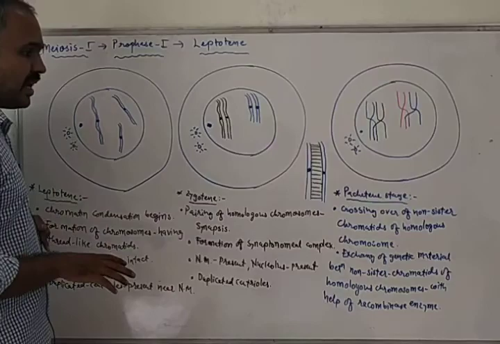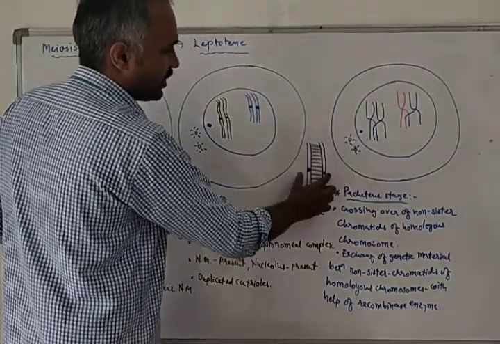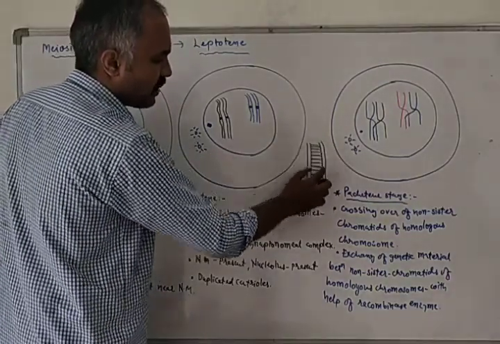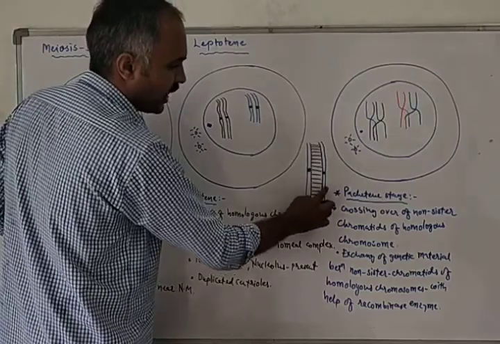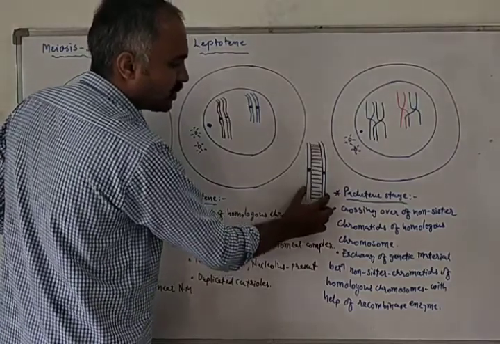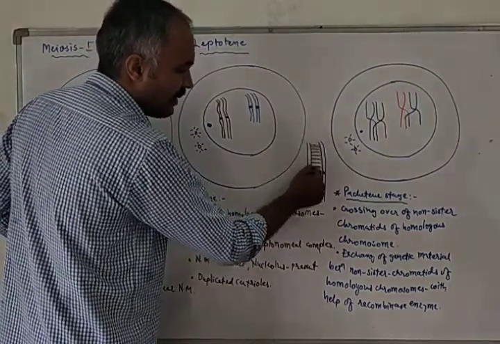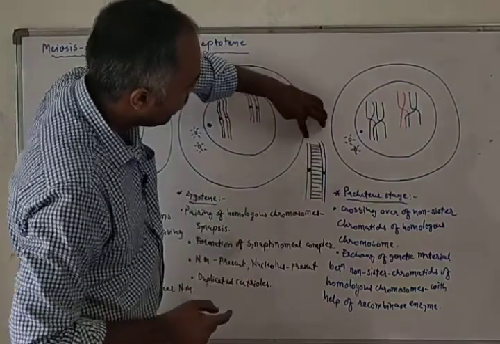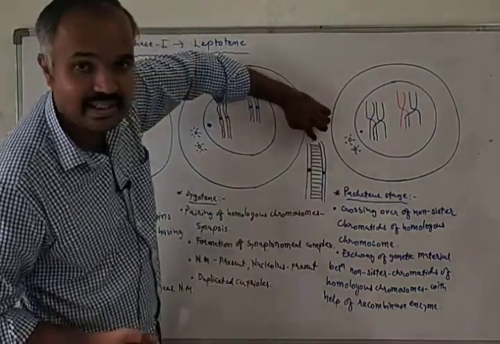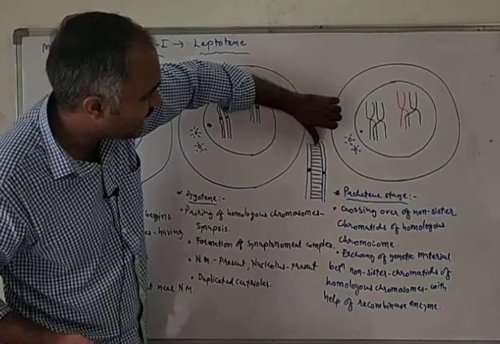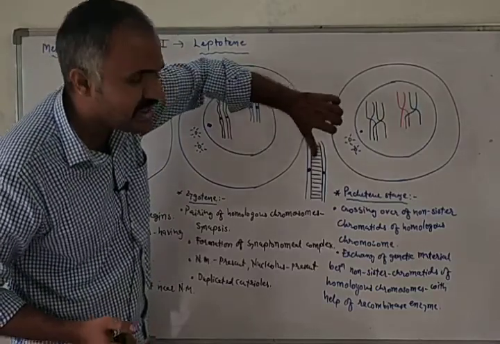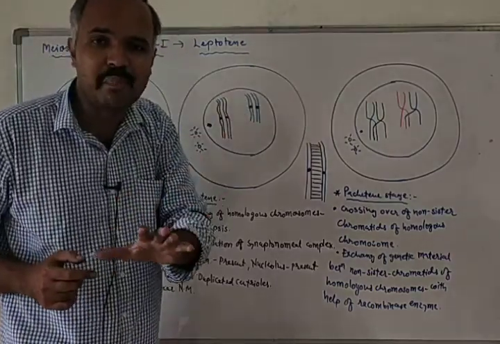They are attached to each other in this manner. This is the first chromosome and this is the second chromosome. Both these chromosomes are held together by this kind of protein, this black colored protein. This protein is known as the synaptonemal complex.